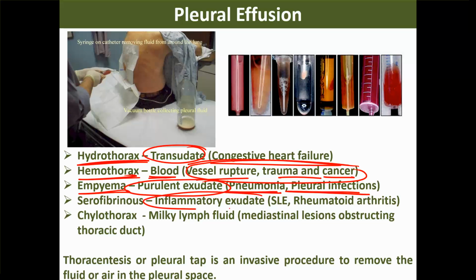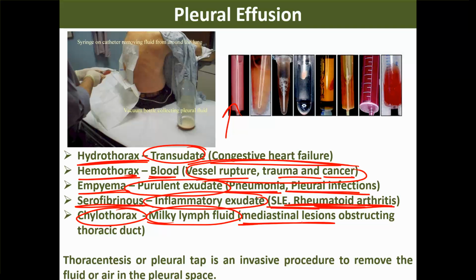If it is full of inflammatory exudate, serofibrinous exudate, then we say it is due to some systemic autoimmune diseases like SLE and rheumatoid arthritis. SLE means systemic lupus erythematosus. Now if the fluid is milky like this, then we call it chylothorax. It may be due to a mediastinal lesion, a mediastinal mass obstructing the thoracic duct. The thoracic duct is a major lymphatic duct. So that leads to chylothorax.